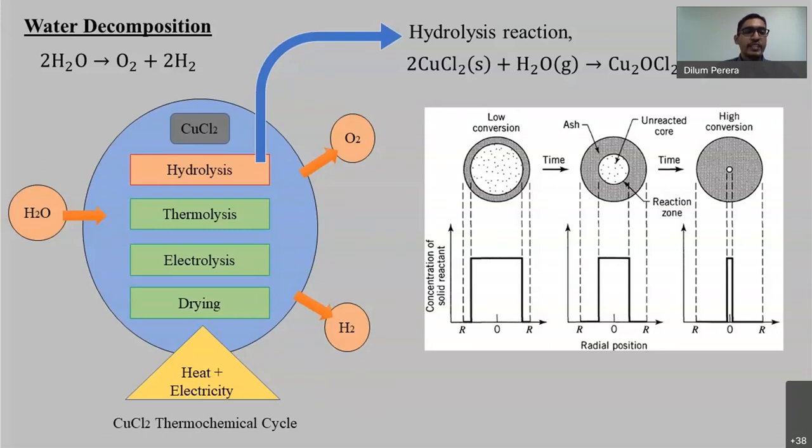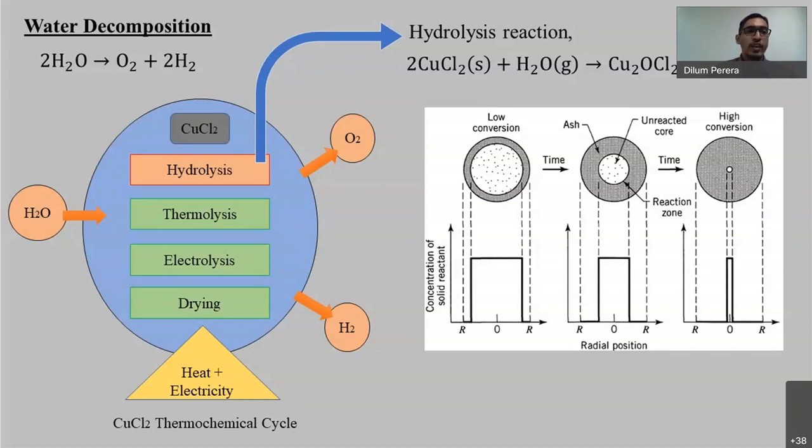The concept behind this thermochemical cycle is very simple. We input water in the form of steam, and after a series of reactions with the copper chloride, we will get hydrogen as the main product, as well as oxygen as the byproduct. Copper chloride will get involved with the reactions, but it will not be consumed within the cycle. Therefore, this thermochemical cycle becomes sustainable.